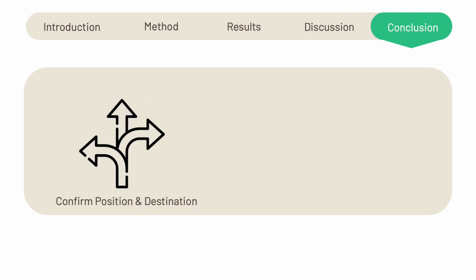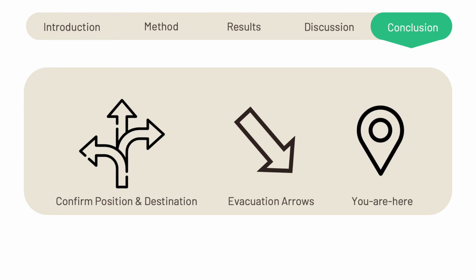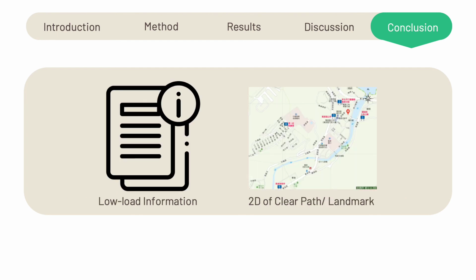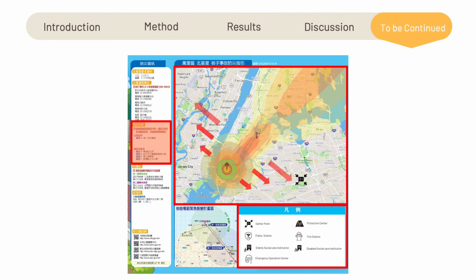Satisfied evacuation elements such as evacuation arrows and "You are here" help users quickly understand their position relative to their destination. The interview results show low-load information and a clear path on the map are easy for participants to read. Since we know that indicating the direction and their goal can make people use the map better, in the future it should be a clear map and indicate the gather point and hazard risk scope to help make decisions.